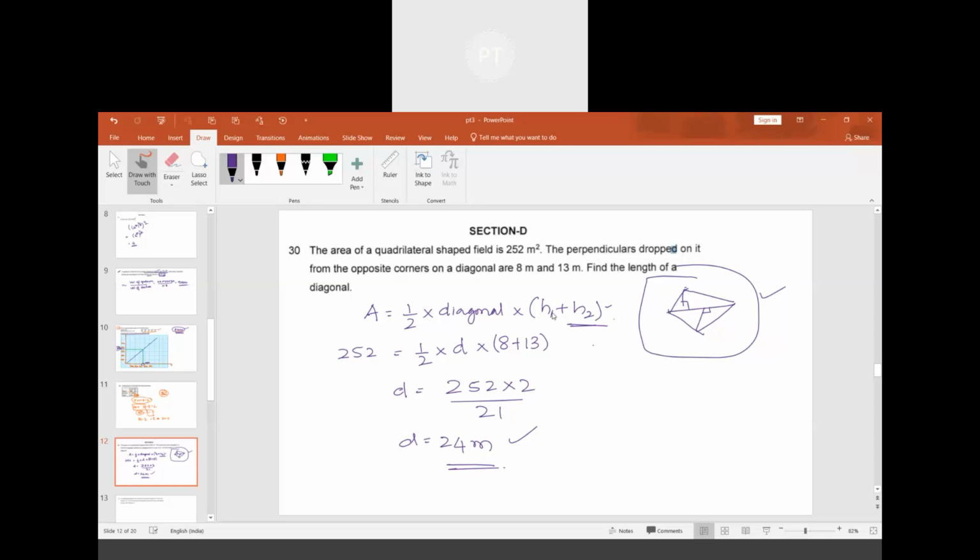So remember, when you have doubt in the formula, it's better that you draw a rough figure and mark these as h1, h2, and this as d. Then the formula is half d into h1 for this triangle plus half d into h2 for the other triangle, half d common, h1 plus h2. Section D is for 4 marks, so you have lost one of the 4 marks here.